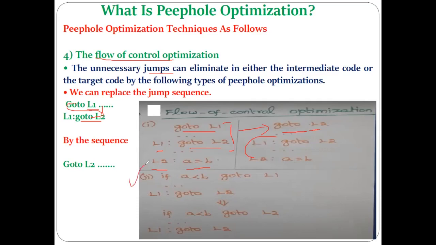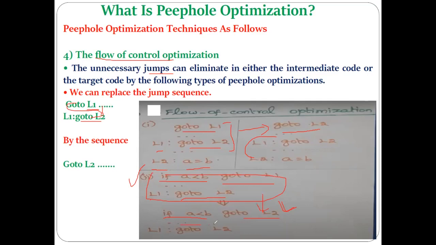Then another code we have: if A is less than B, then go to L1. Now what is L1? L1 is go to L2. So instead of that, you can directly write if A is less than B, go to L2. Understood? Why go to L1 first, when L1 is telling us to go to L2? So directly you can write if A is less than B, go to L2. So these two sequences of instructions we can replace by simply one sequence of instruction.